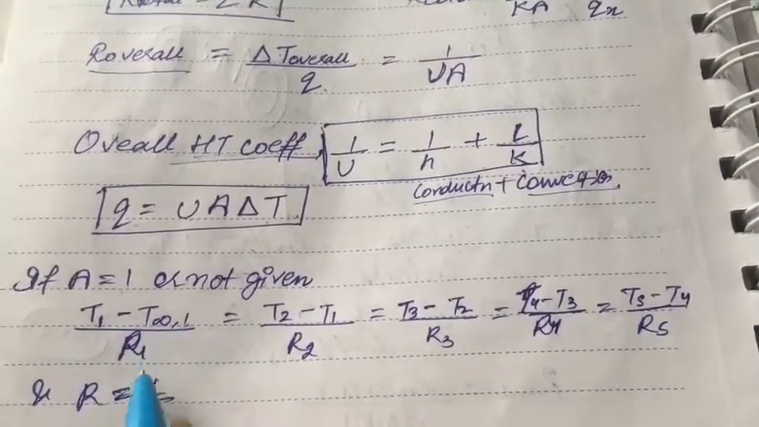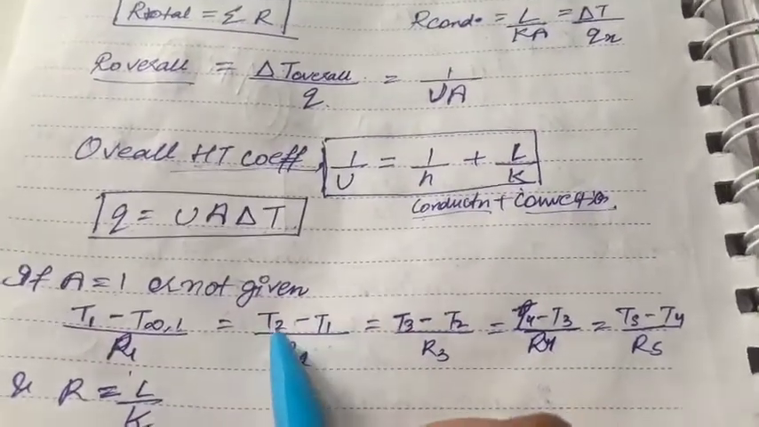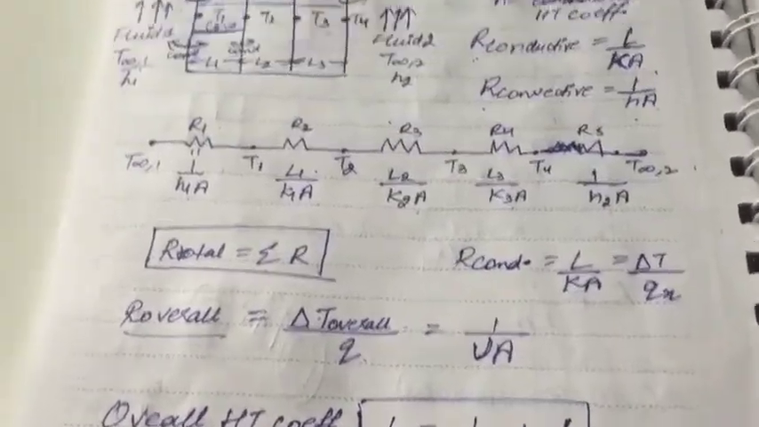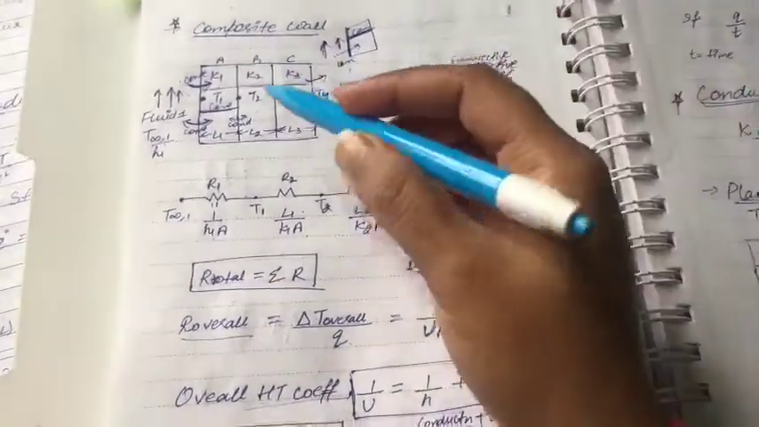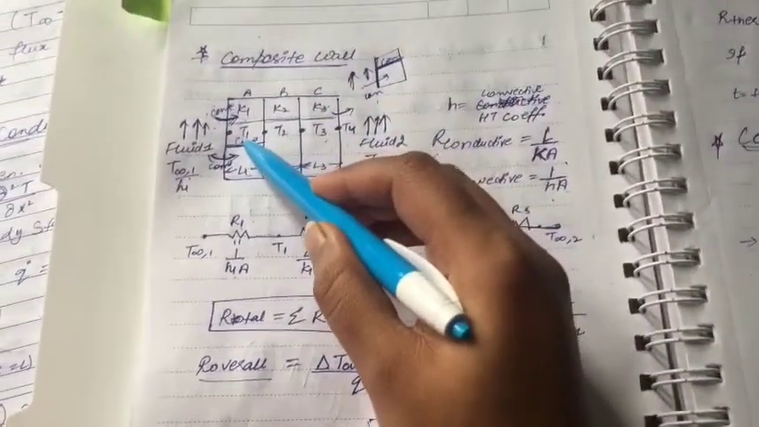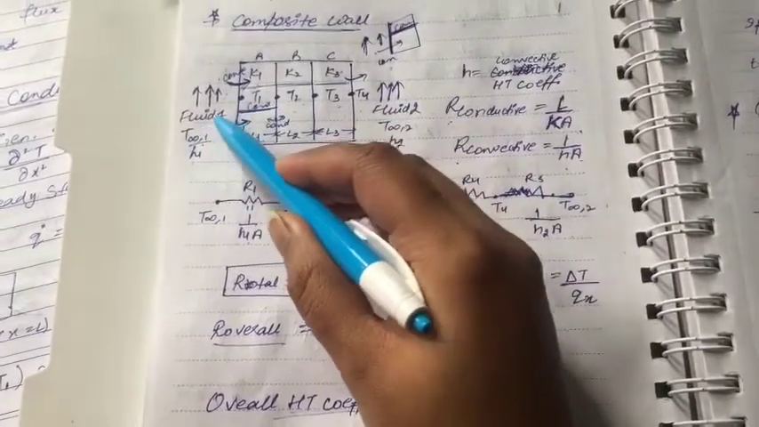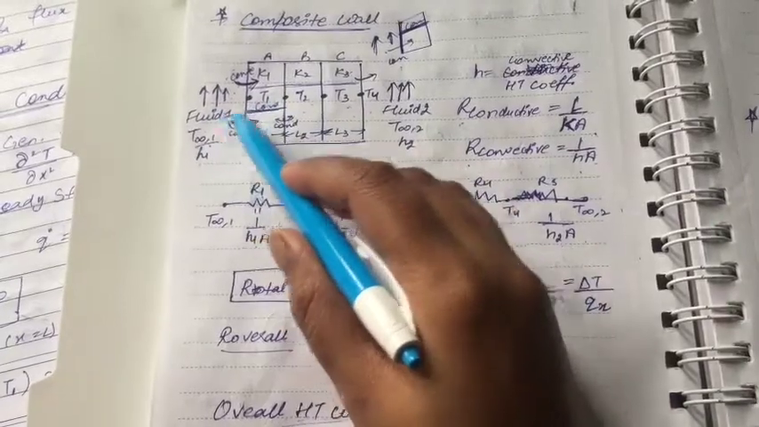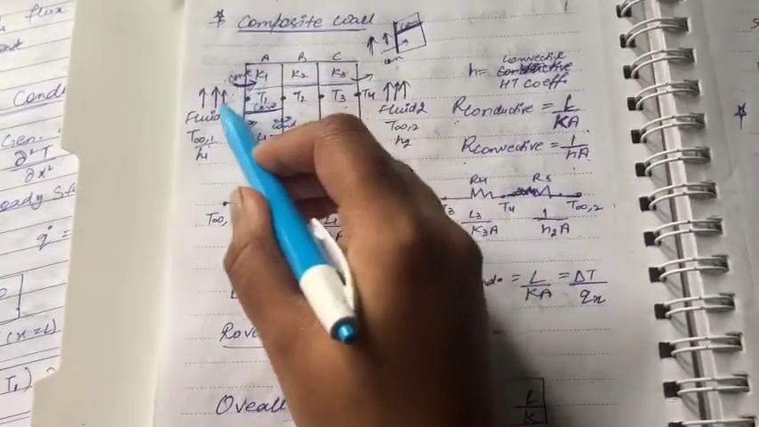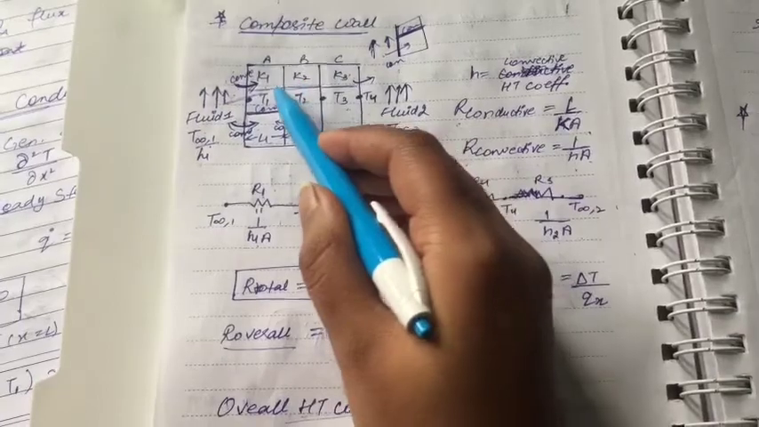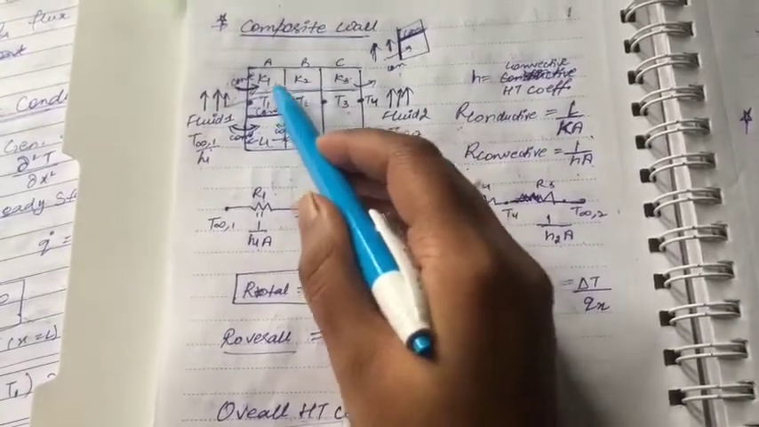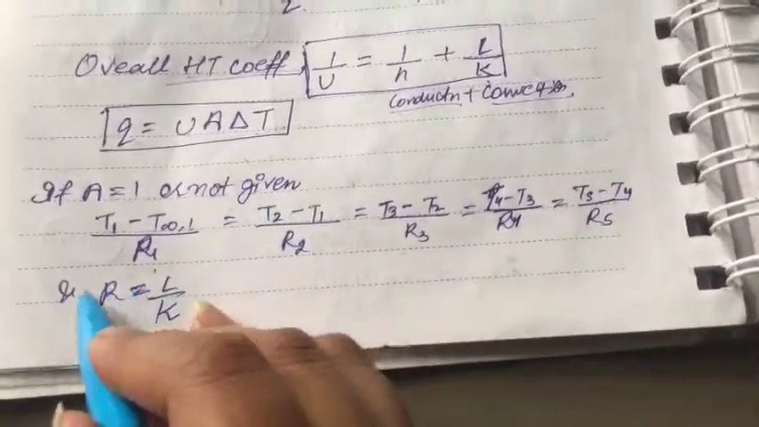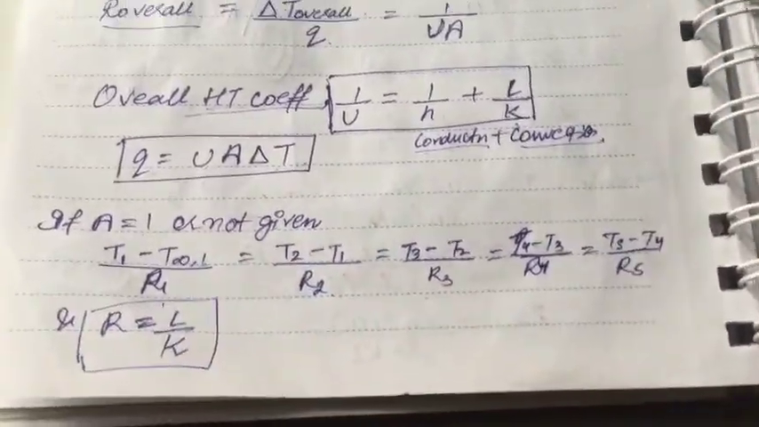T1 minus T infinity by R1 is going to be equal to T2 minus T1 upon R2, and so on. So this means that T1 minus T infinity 1, the temperature difference between these points, upon resistance 1, the resistance of this part, is equal to the temperature difference between these parts and the resistance between them. And R is equal to L by K.